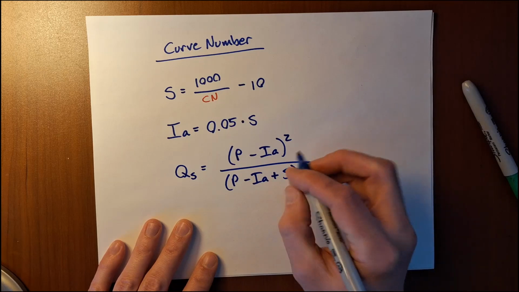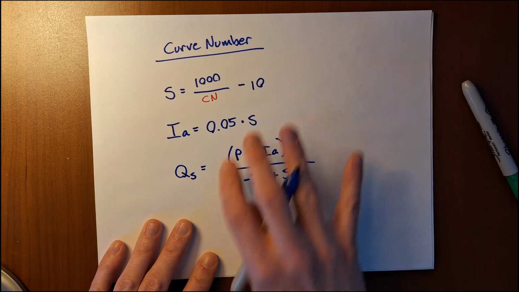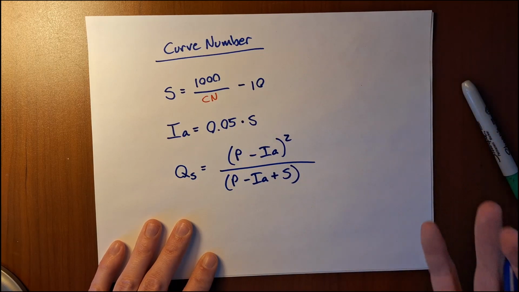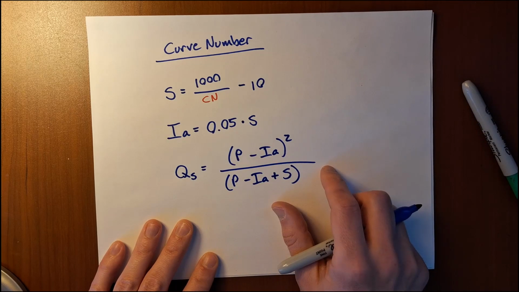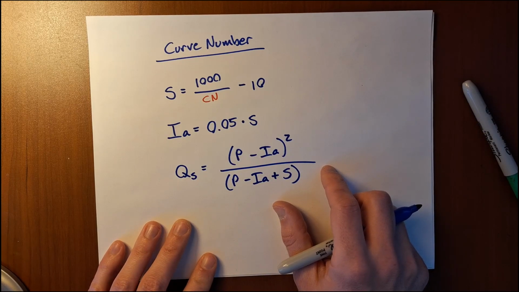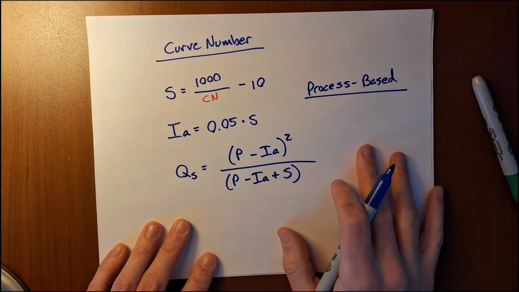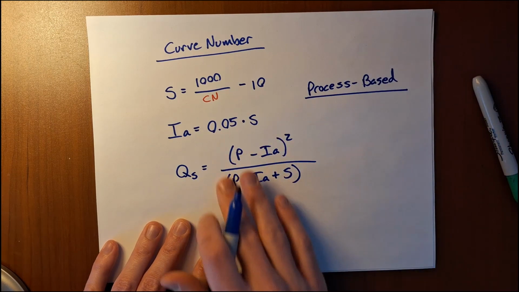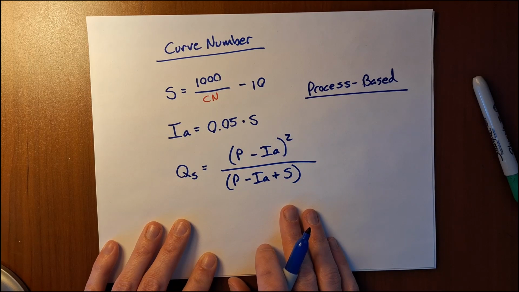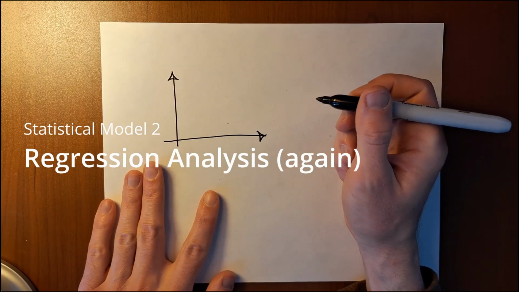We're understanding that some rain is going to get abstracted by the landscape, but it's not really physically based. This doesn't tie back to Newton's laws. So we would call this a process-based model. This is different from a purely statistical model because there's some acknowledgement of what is going on in the hydrological processes. Let's take a purely statistical approach now.